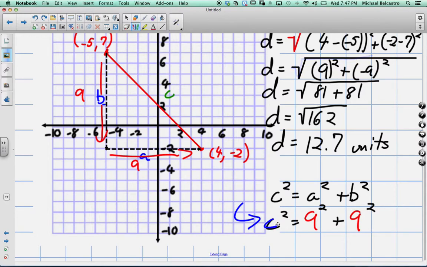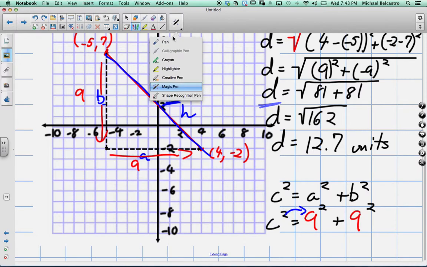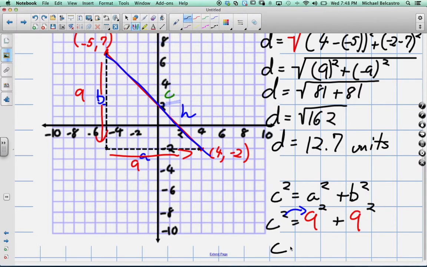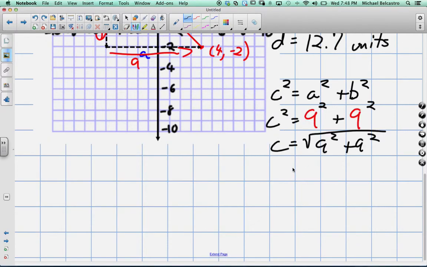Because this is C squared, all they did was isolate. So D is really our C, because the distance of this is our hypotenuse. So if I brought squared to the other side, the opposite of that is technically the square root of 9 squared plus 9 squared. Usually, though, in Pythagorean theorem, we don't do that till the end, right? And we already know from what we're doing, 9 squareds are 81s.